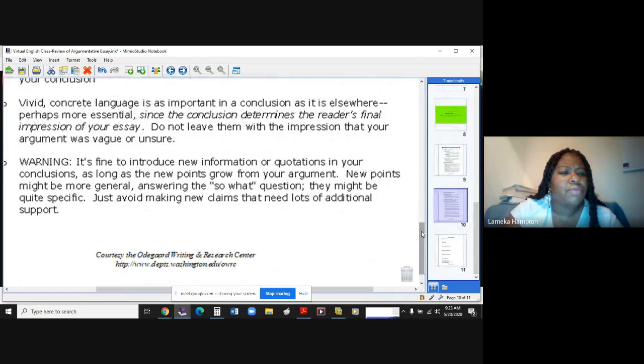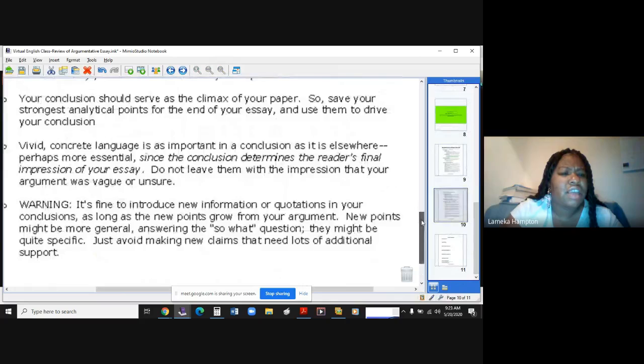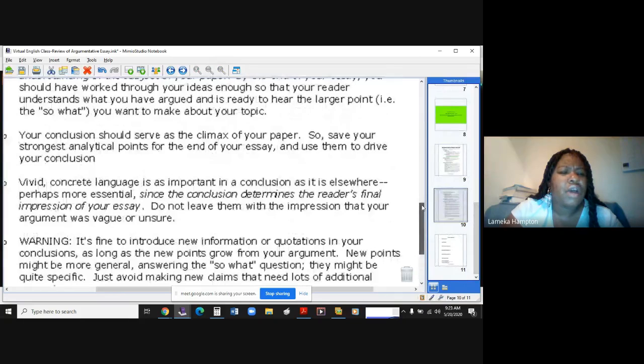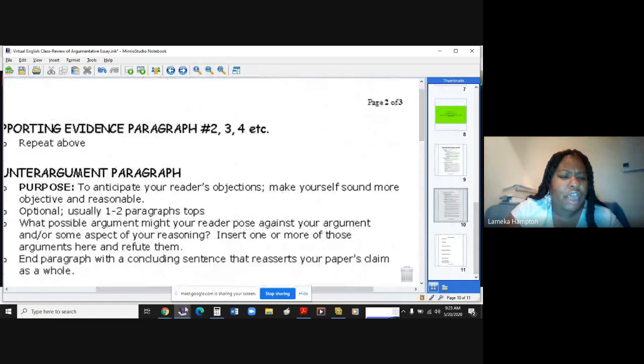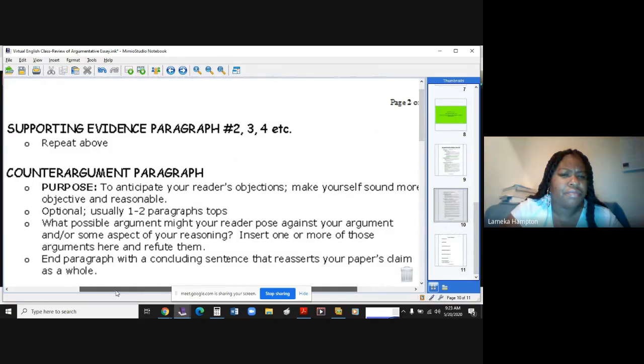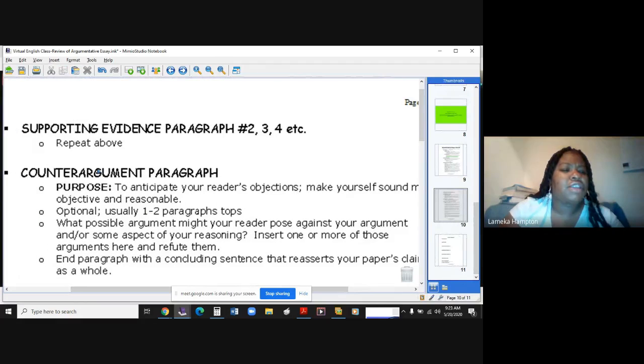But this is what I really want to talk about, the counter argument. Okay. So again, it says supporting evidence paragraphs, numbers 2, 3, and 4. You're going to do the same thing. Now, yesterday I discussed when it comes to the first two paragraphs, you want that to be your reasons with your evidence.